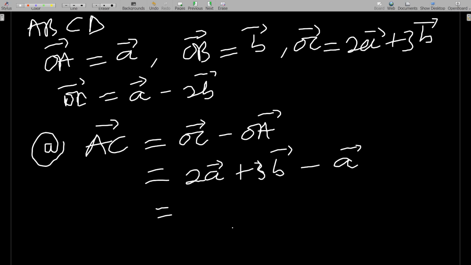This will give you 2A minus A, which is A, plus 3B. So simply this is your answer for AC. Very simple like that. Now let's go to the next one, which is DB.